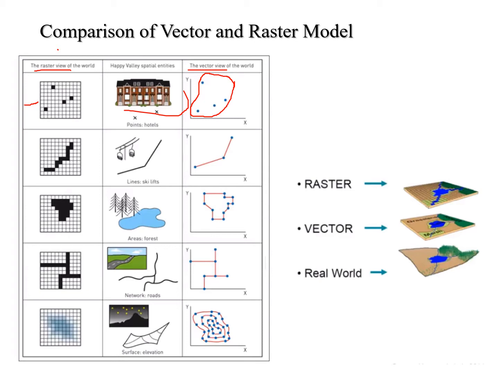Then the second example, the ski lifts. You can see here the image, and that is running along a line, therefore it is represented as a line form. So if it has to be represented here in the vector form, it will be a line which is running like this, whereas in the raster form it is represented like this.